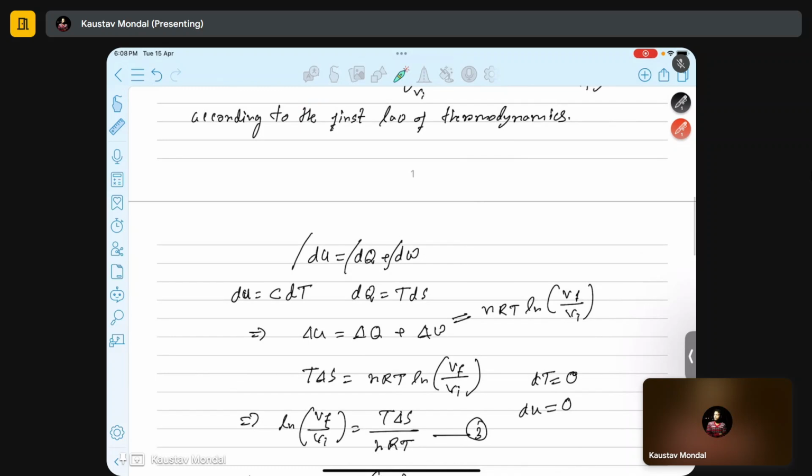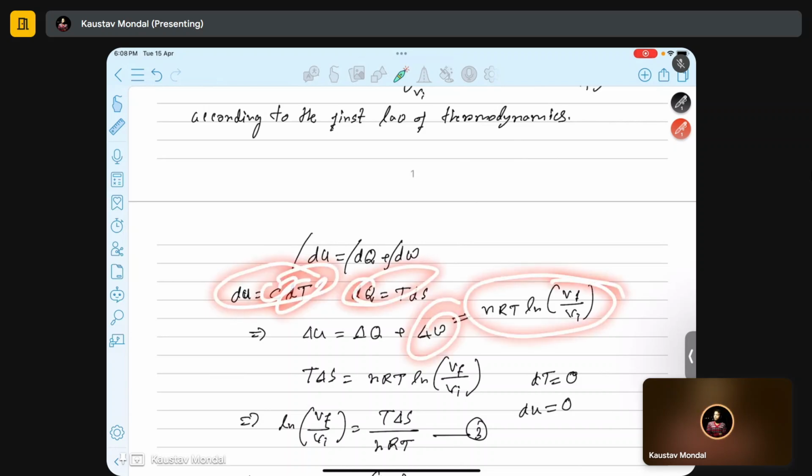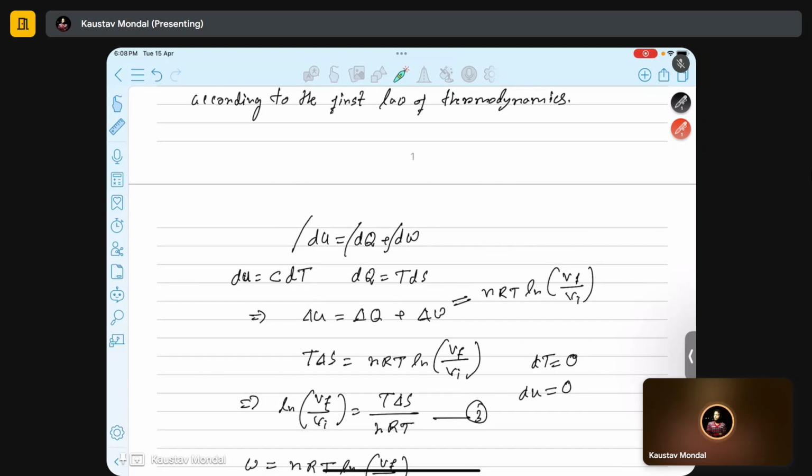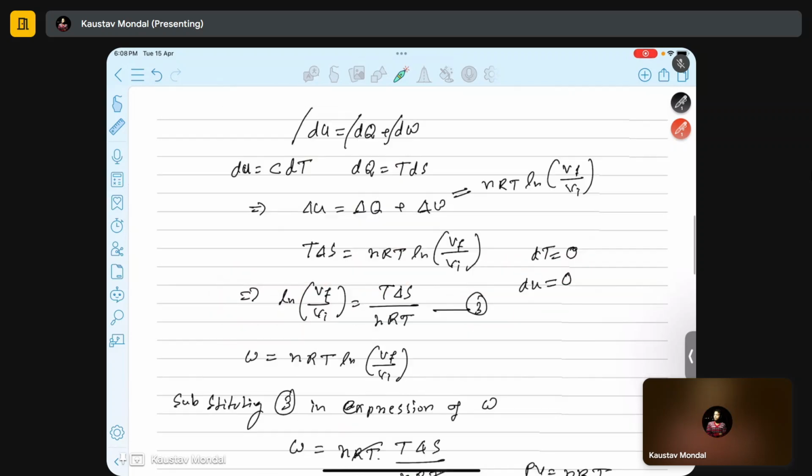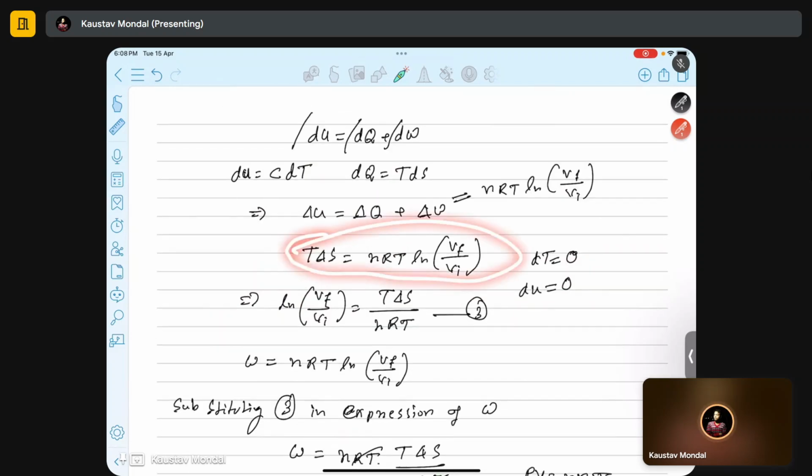For that, we first write the first law of thermodynamics, that is dU equals dQ plus dW. That means the change in internal energy equals the change in heat plus the work done by the system. Now from here, dU you already know is Cv dT, dQ equals TdS, and dW, the work done, is nothing but nRT ln Vf by Vi. After substituting all of this here, we will get T delta S equals nRT ln Vf by Vi.